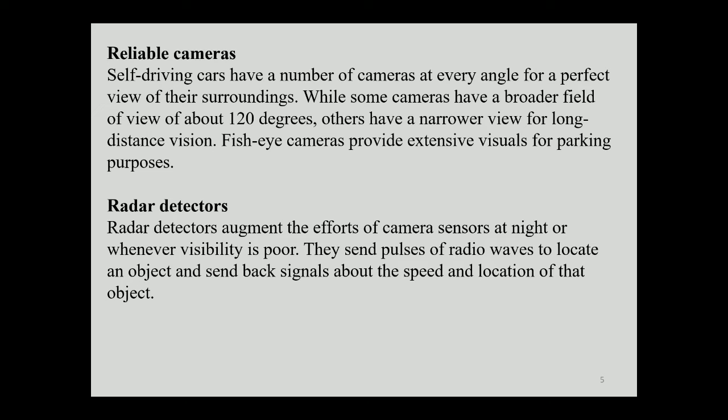So we have seen that the three major sensors are cameras, radar, and lidar. The first one is reliable cameras. Self-driving cars have a number of cameras at every angle for a perfect view of their surroundings. Each camera has a broader field of view of about 120 degrees. Also, the radar detectors augment the effort of camera sensors at night and whenever visibility is poor.